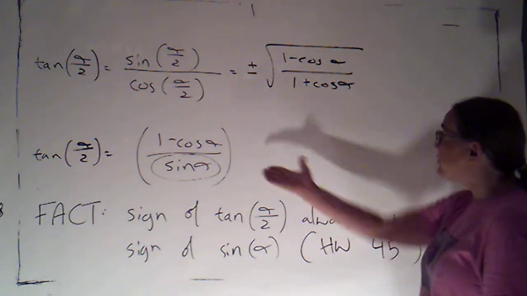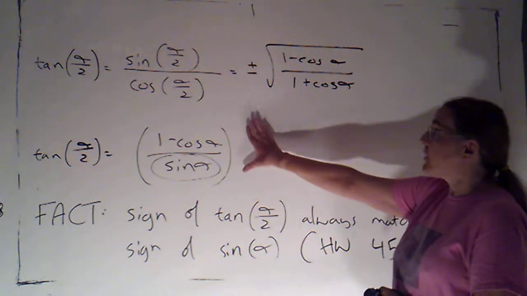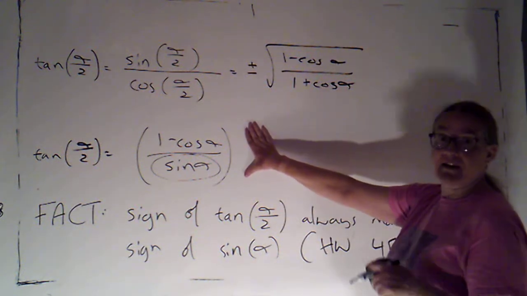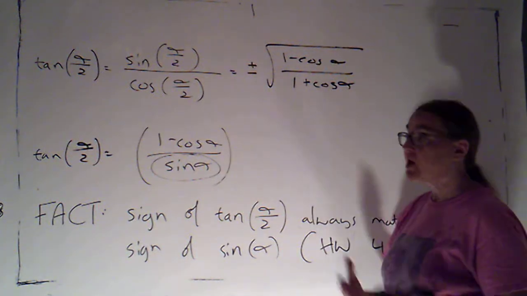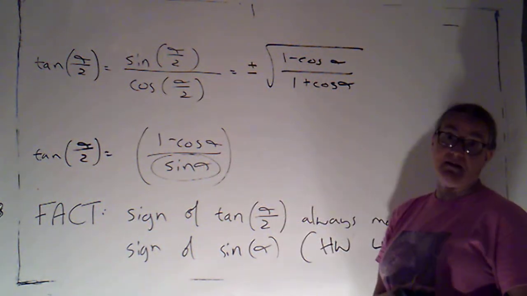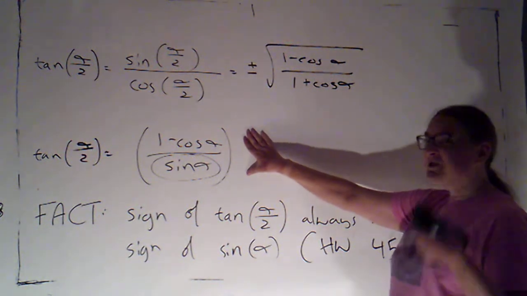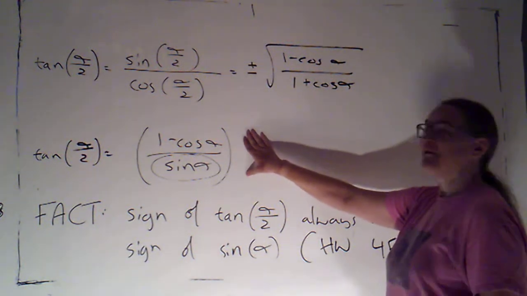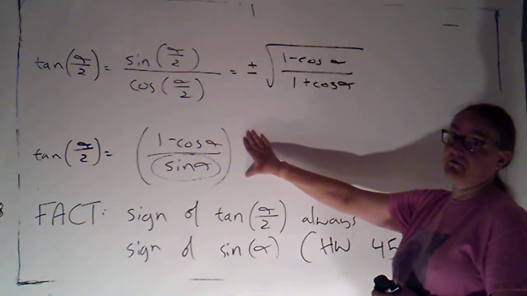So, two nifty things about this version of the formula. One, there are no roots other than any roots that might show up in evaluating cosine of alpha and sine of alpha. Two, there's no plus or minus sign. So this version of the formula, while it follows a little bit less directly from the half-angle formulas for sine and cosine, is much more user-friendly.